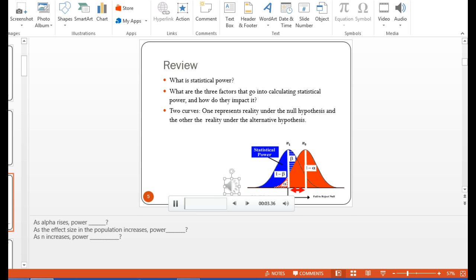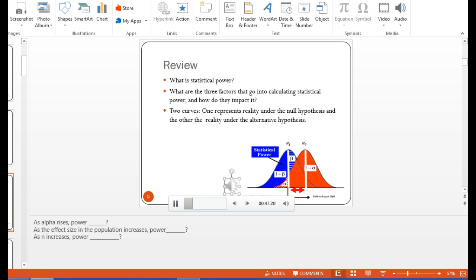Recall that statistical power is the probability of detecting an effect in our sample that really exists in the population. I want you to know that definition and also the different factors that impact the size of power. So recall those two curves that we talked about last week. They're here again in this slide in the bottom right. Remember that the blue curve represents the reality under the alternative hypothesis, and the red is the reality under the null hypothesis. And remember, we don't know which reality we're living in. This is just hypothetical. This is for learning to understand the two different possibilities that we have.